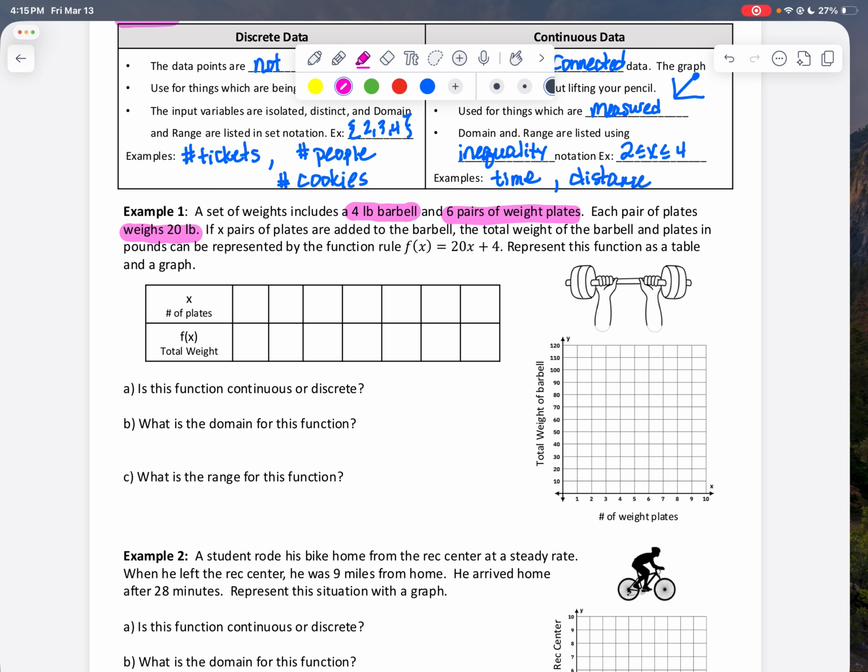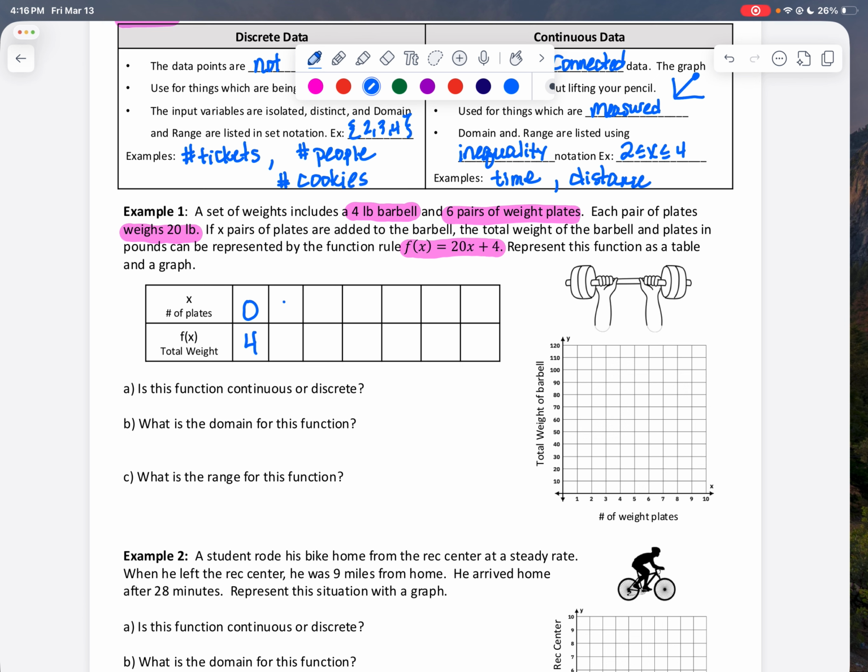If x pair of plates are added to the barbell, the total weight of the barbell and plates in pounds can be represented by the function rule f of x equals 20x plus 4. Represent this function as a table and a graph. So let's start with our table here. Number of pairs of plates. Now, when you have a barbell, you could have 0 pair of plates on that barbell. And in this situation, that barbell weighed 4 pounds.